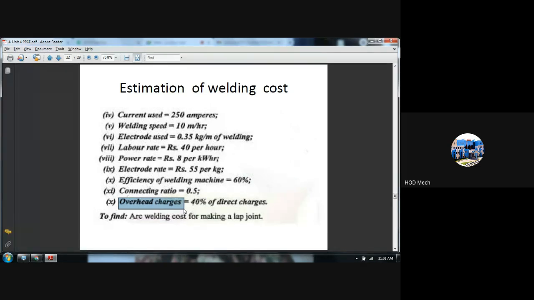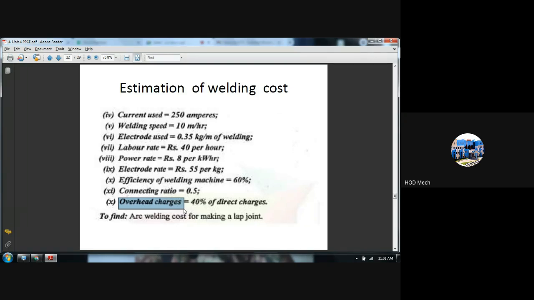Any student can choose any value. Say, for example, Venkatraman may choose the efficiency of the machine as 55, or 65, or 67. Madan can select the overhead charges as 42%, or even go for 45. So it differs. According to the assumptions you make, your solution is going to change. So there will be n probable answers for that particular question. So you have that deviation, that flexibility.